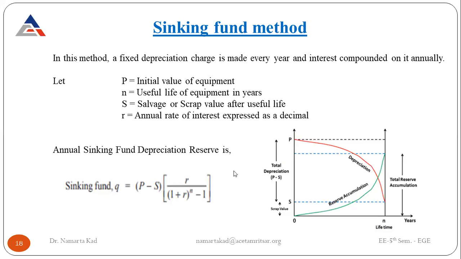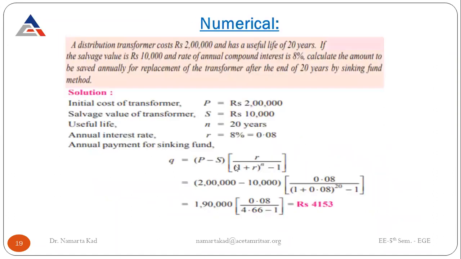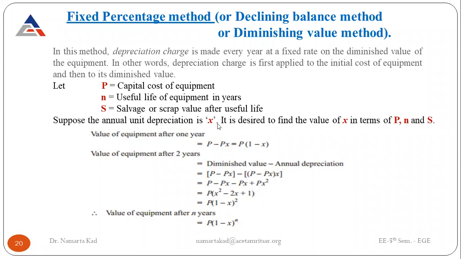For the sinking fund method and also for the straight line method, the annual depreciation charge is fixed for each year. But for the fixed percentage method, there is one charge for the first year, then a somewhat different charge for the second year, and similarly it depends upon some fixed percentage. In other words, the depreciation charge is first applied to the initial cost of the equipment and then to its diminished value, depending on how much deterioration there is to that particular device, and accordingly the charge is extracted. For this, a small derivation is there.